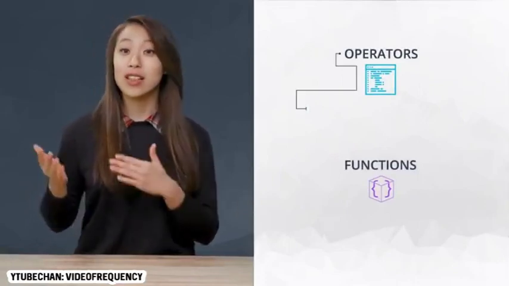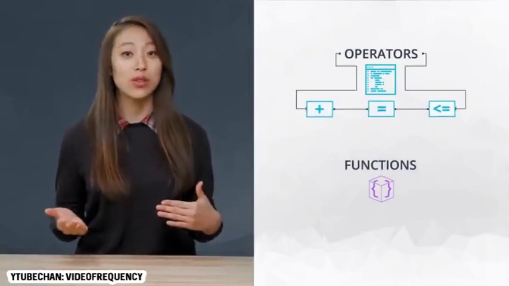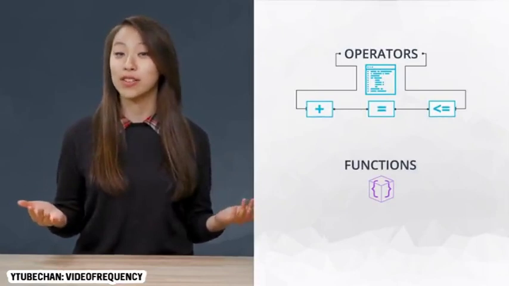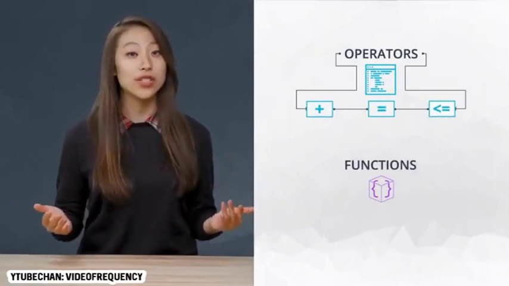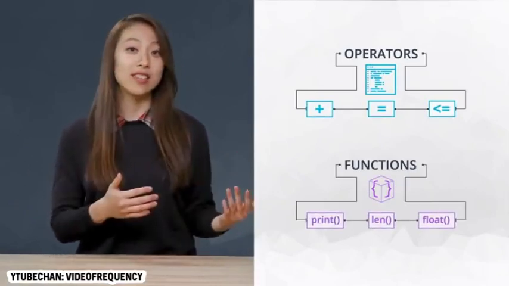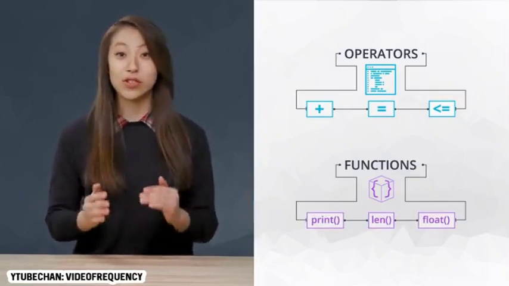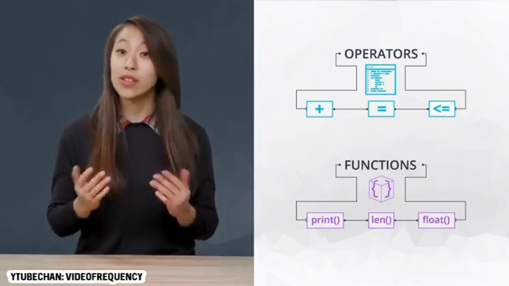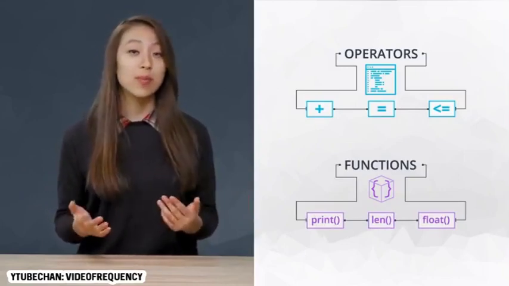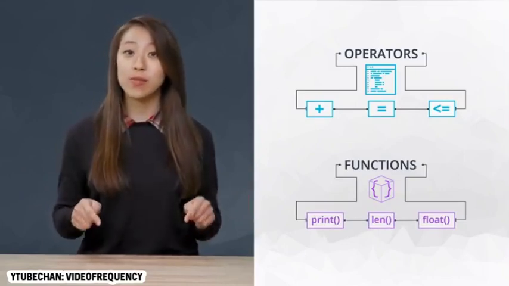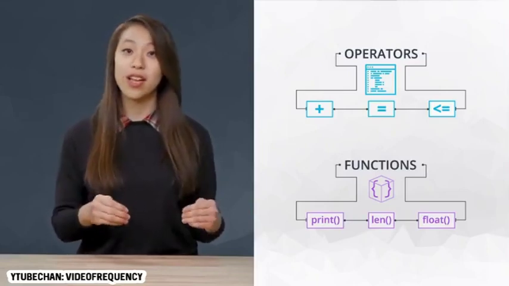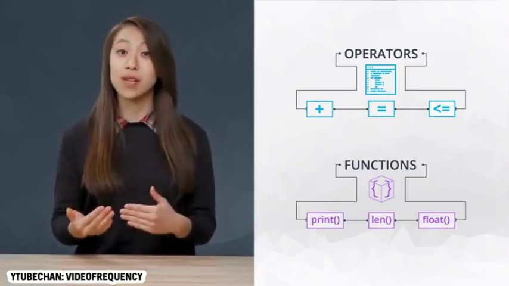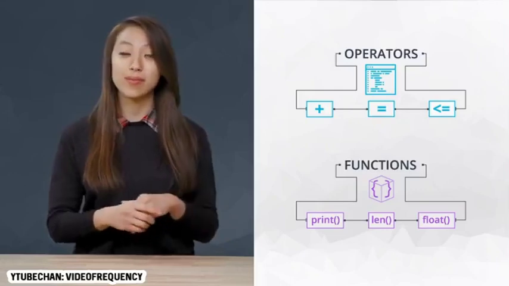So far, we've seen 2 distinct ways to process data with Python: operators and functions. We've used operators like these, which process the 2 values on either side of the operator. We've also used functions like print and len. Functions are very similar to operators. In fact, the only real difference is in how they look. Function inputs are put in parentheses rather than being placed next to an operator. And functions have descriptive names rather than short symbols.